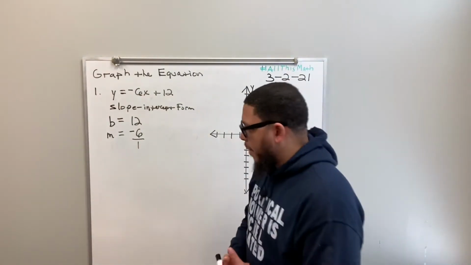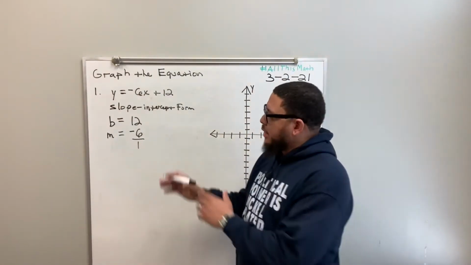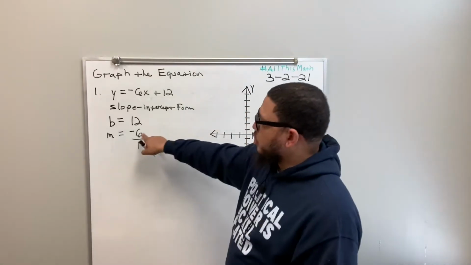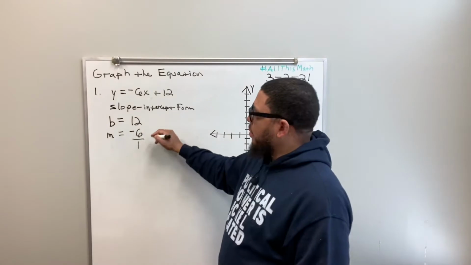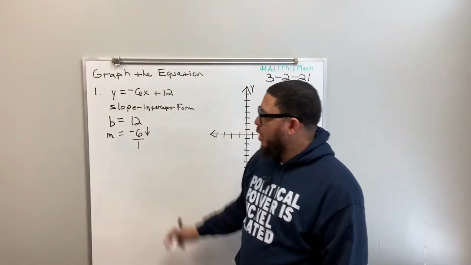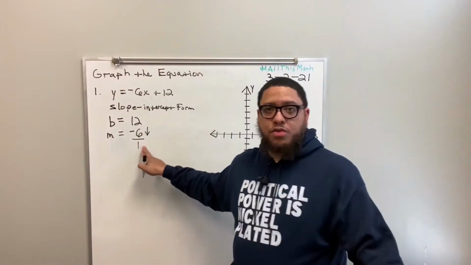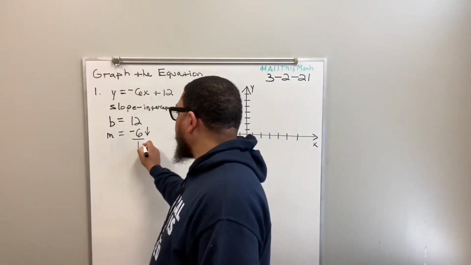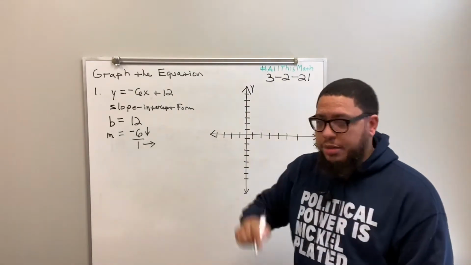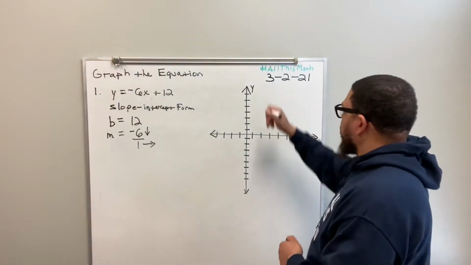Now, why do I do that? This is why I do that, because I like to visualize and understand where I am moving on the graph. Because this numerator is a -6, that means I'm going to move down 6 spaces from the y-intercept. And because the denominator is a +1, that means I'm going to move to the right 1 space. And then I'm going to draw my point.